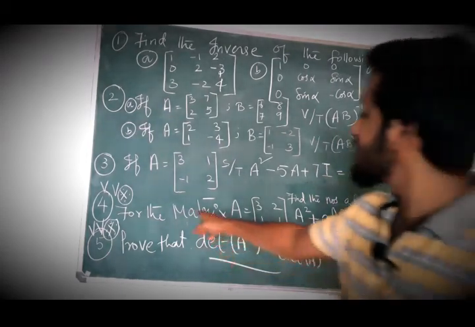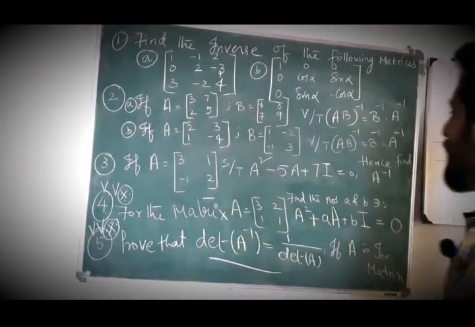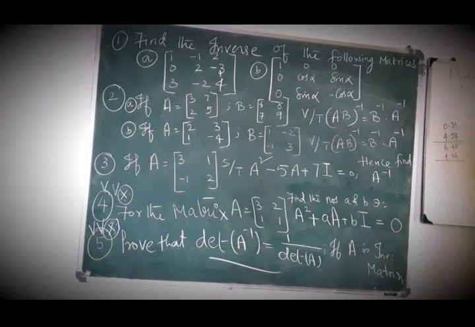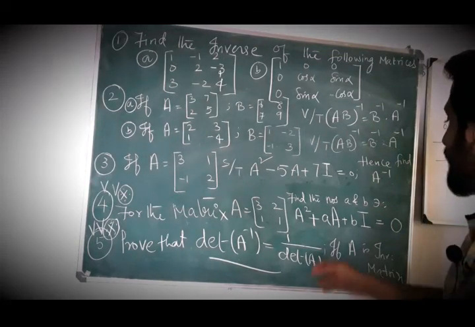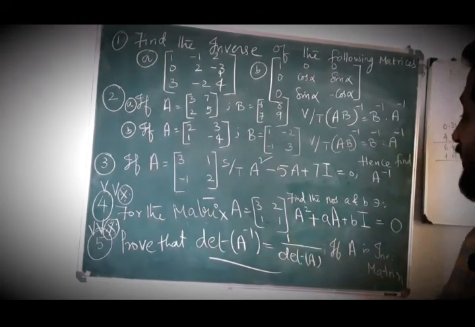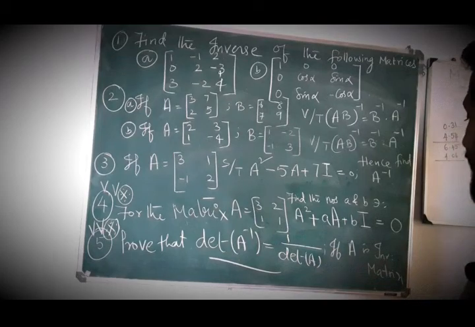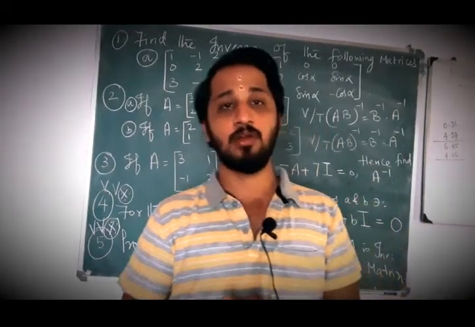Then the fourth question and fifth question. The last two questions are very important. For the matrix A = [3 2; 1 1], A square plus aA plus bI is equal to 0. We have to find the unknown variables a and b. Now prove that determinant of A inverse is equal to 1 by determinant A, if A is an invertible matrix. Let us move on to this episode.